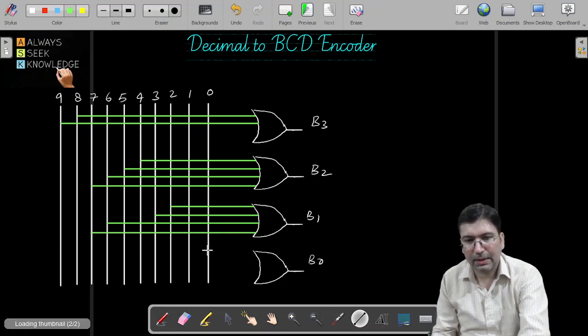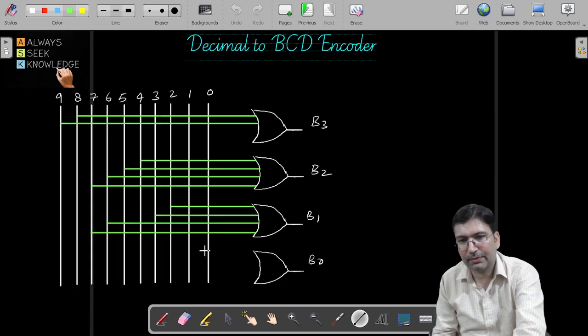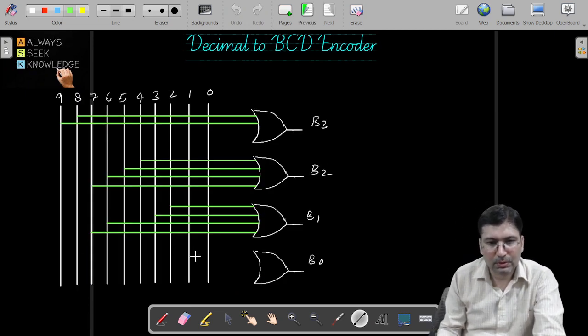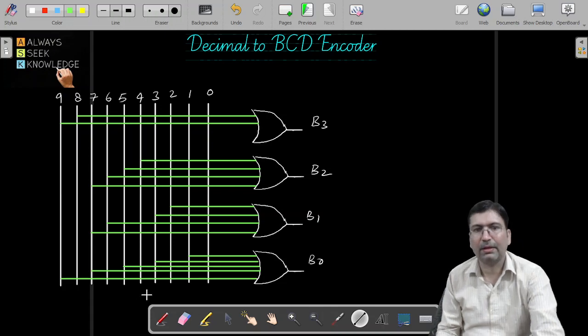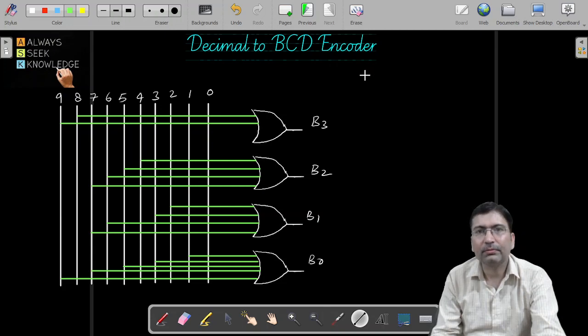Now B0 is all the alternate lines from 1 to 9, so this is connected to 1, then 3, then 5, then 7, and then 9. So this is the circuit diagram for the decimal to BCD encoder. With this I am ending this lecture. Thank you for connecting.